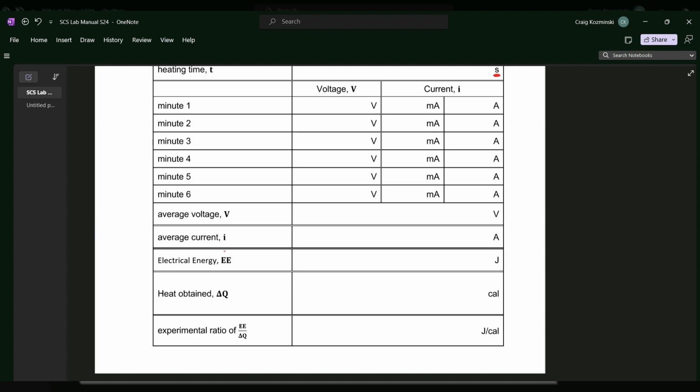And we're going to compare our electrical energy to our heat energy gained by the water. And what this is going to do is it's going to give us an experimental ratio of electrical energy spent per heat energy gained by the system. And so that's what this unit is here. Joules per calorie is going to be a ratio of our electrical energy divided by our heat energy.